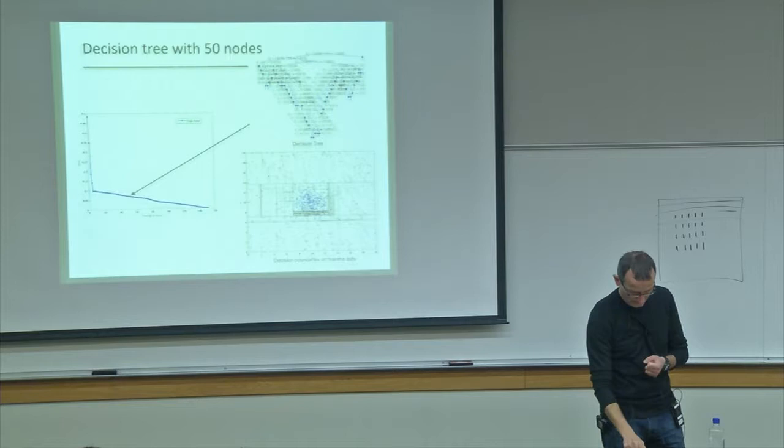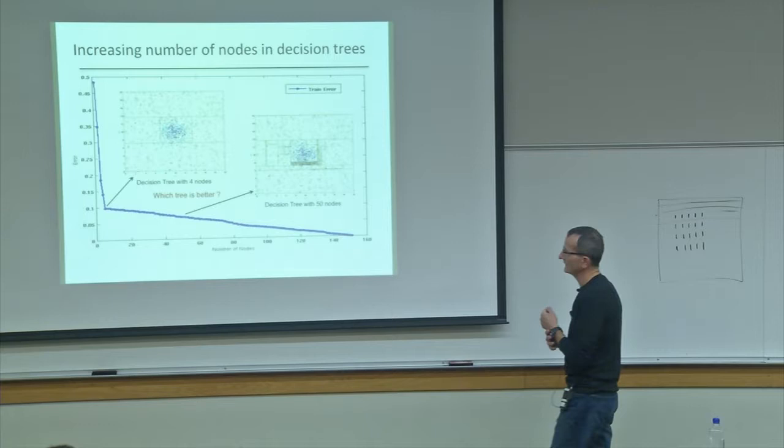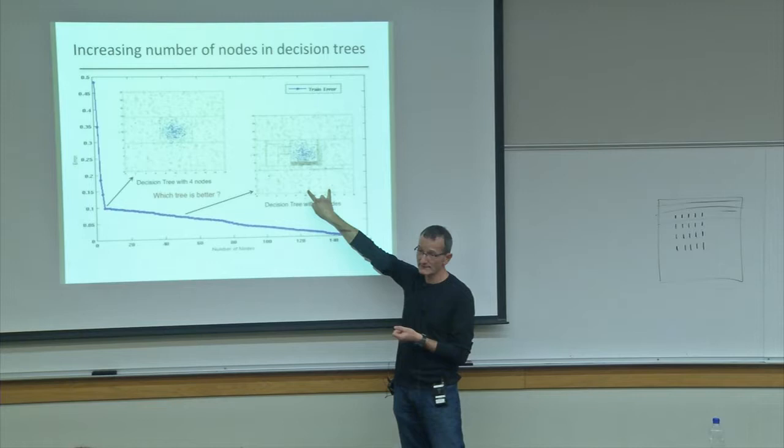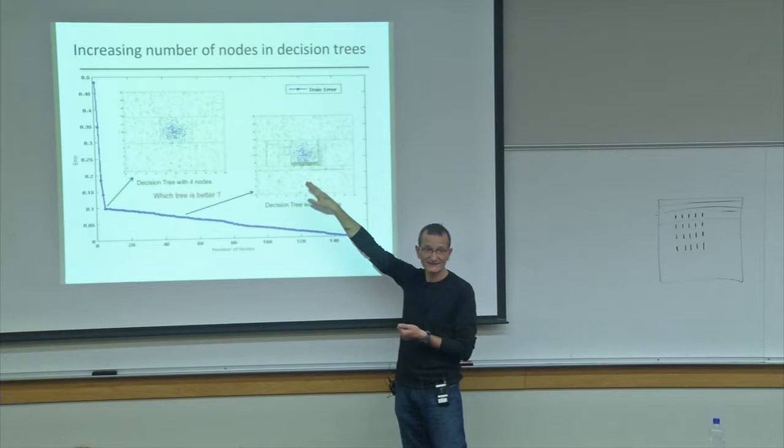So the question becomes, if you get to select which decision tree is better, is it the one that has 4 nodes, or is it the one that has 50 nodes? In terms of a training error point of view, that one has a lower training error. That one has a higher training error. That one looks ugly. That is elegant. You guys agree with that?